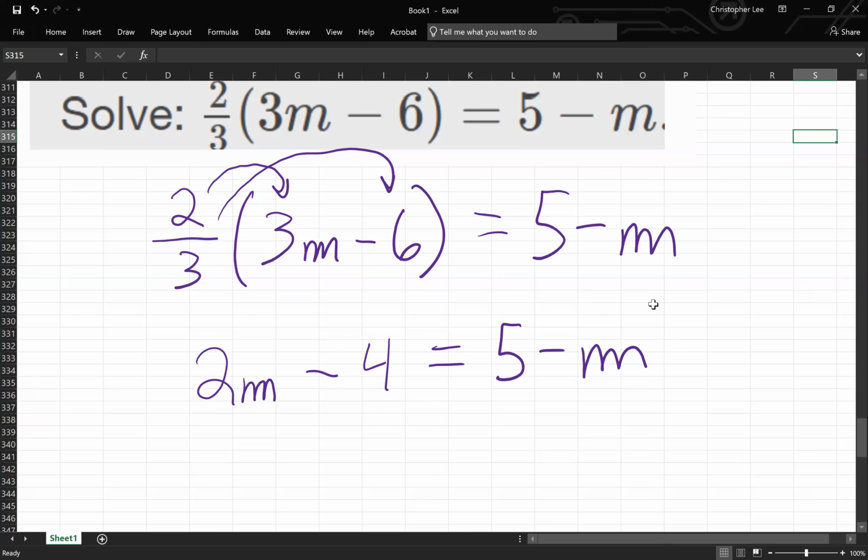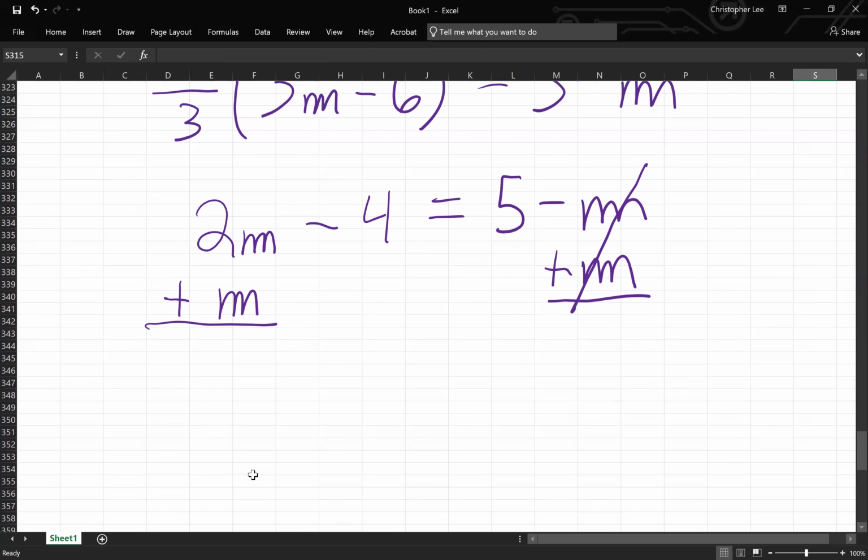All right, remember, I want to get all my variables on one side and my numbers on the other, right? So what do you want to do first? You're in charge. Tell me what to do. All right, so let's add m to both sides, right? So I'm going to add m over here to get rid of it, but what I do to one side of the equation, I have to do to the other side of the equation.